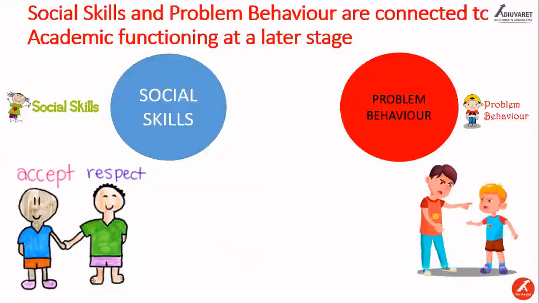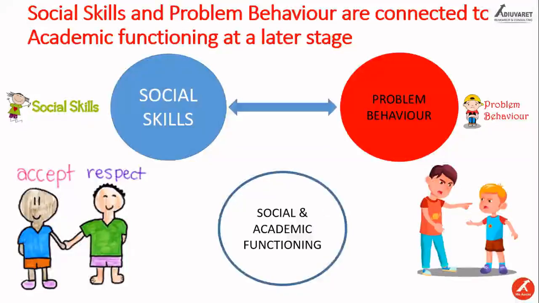Both these things are interconnected, meaning if the child's social skill is very high, the problem behavior is bound to be less. And if the problem behavior is very high, that means the social skill of the child is somewhere compromised, so that both are not syncing well together. If social skills are low, then problem behavior will be high. If the problem behavior is low, social skill will be high.